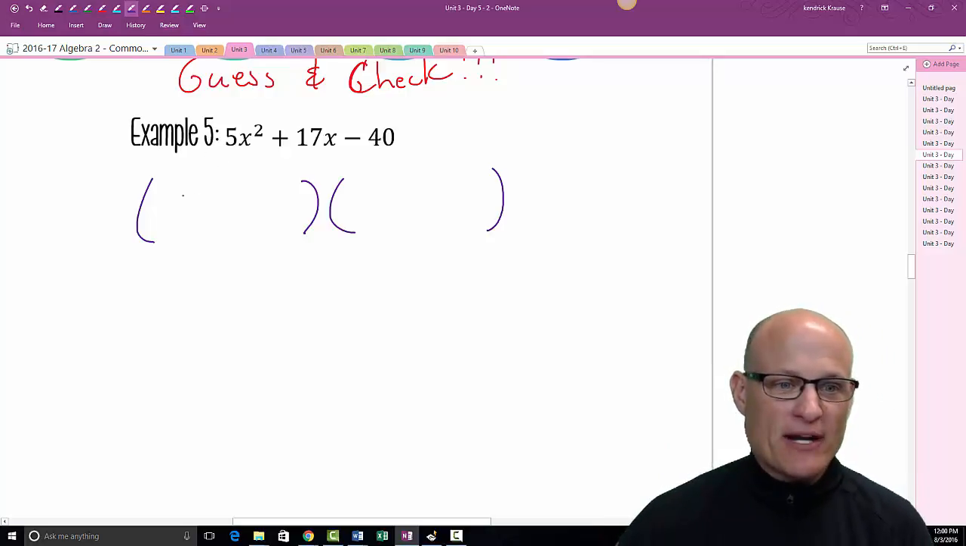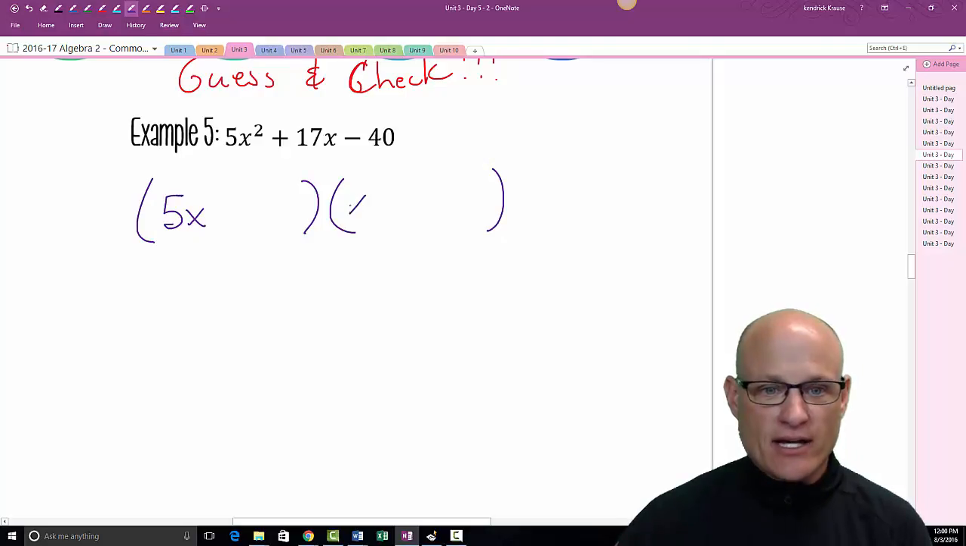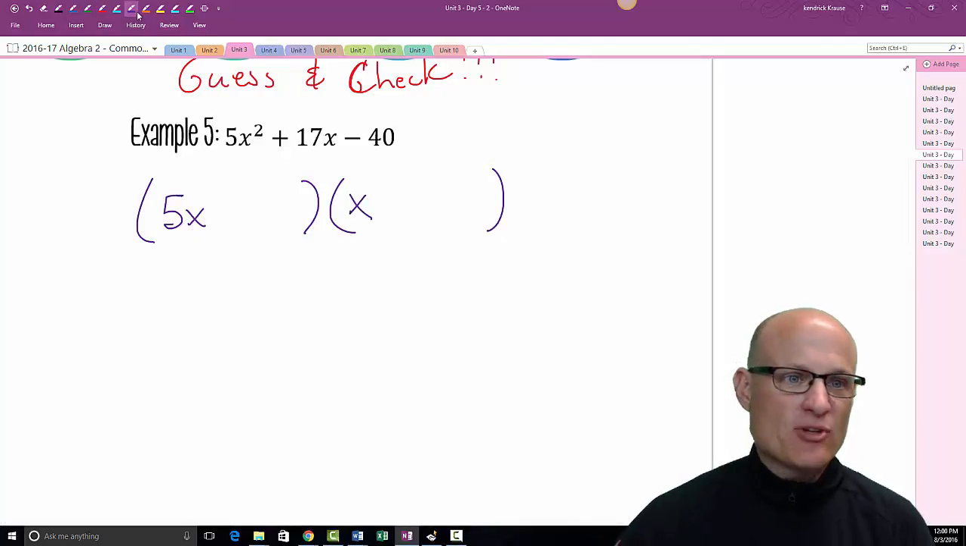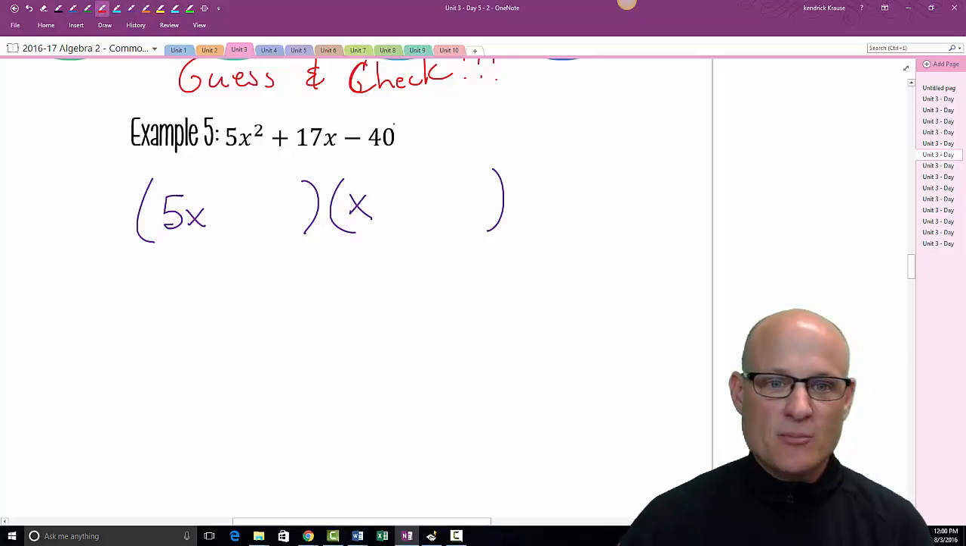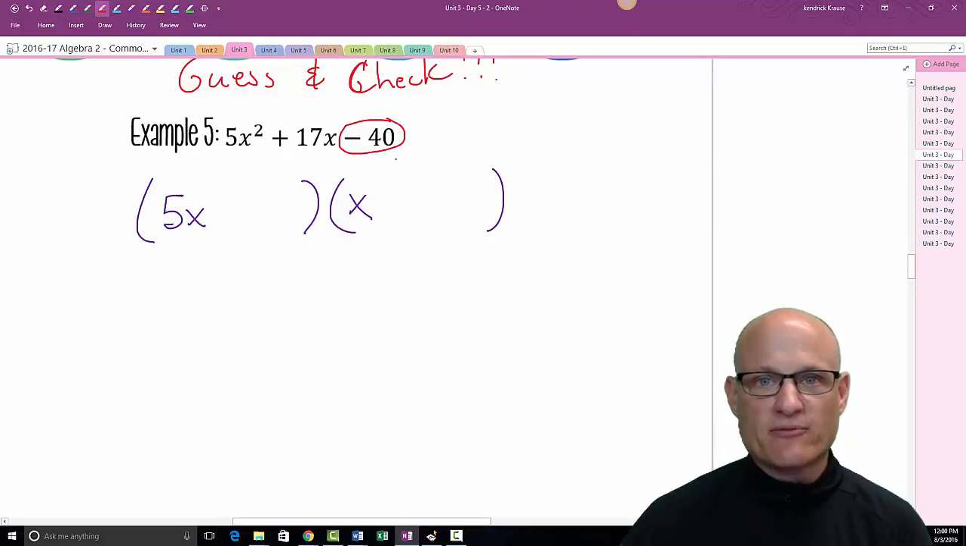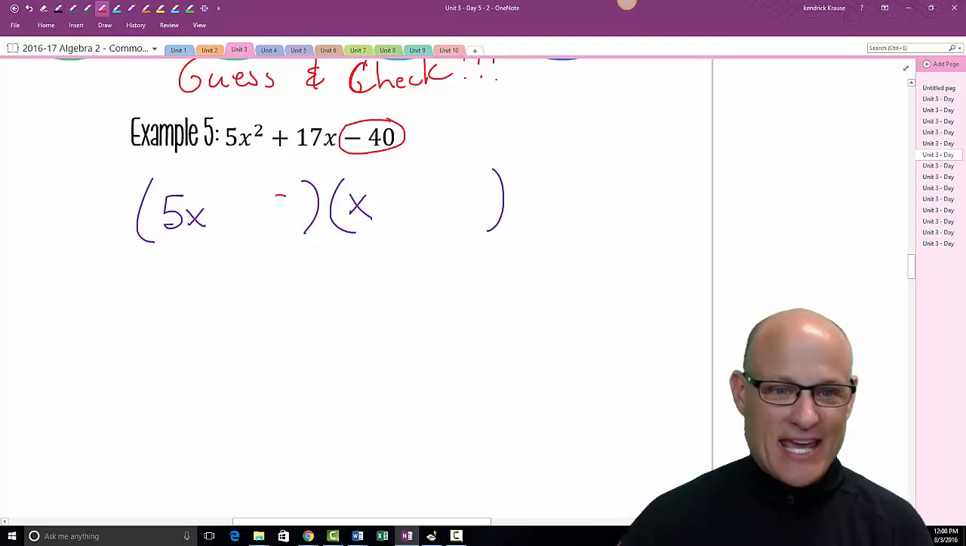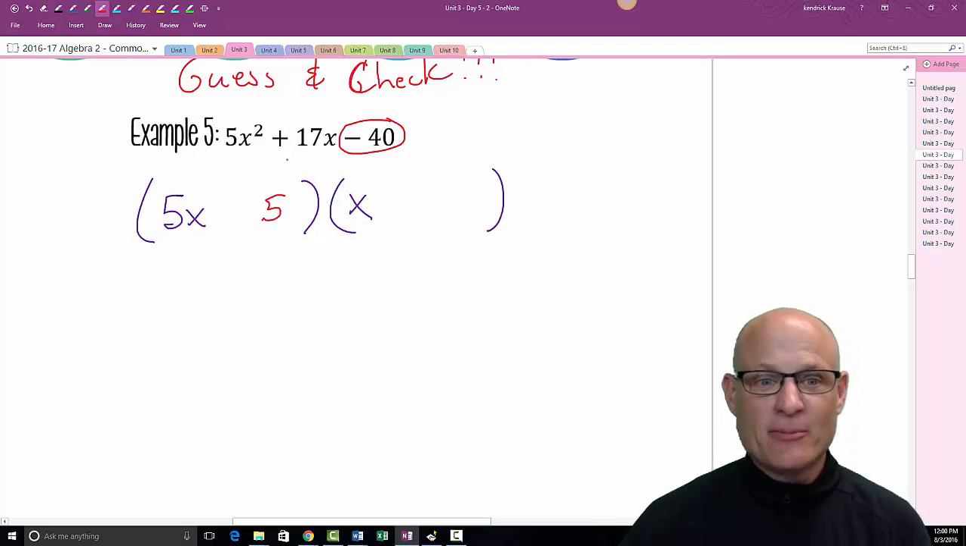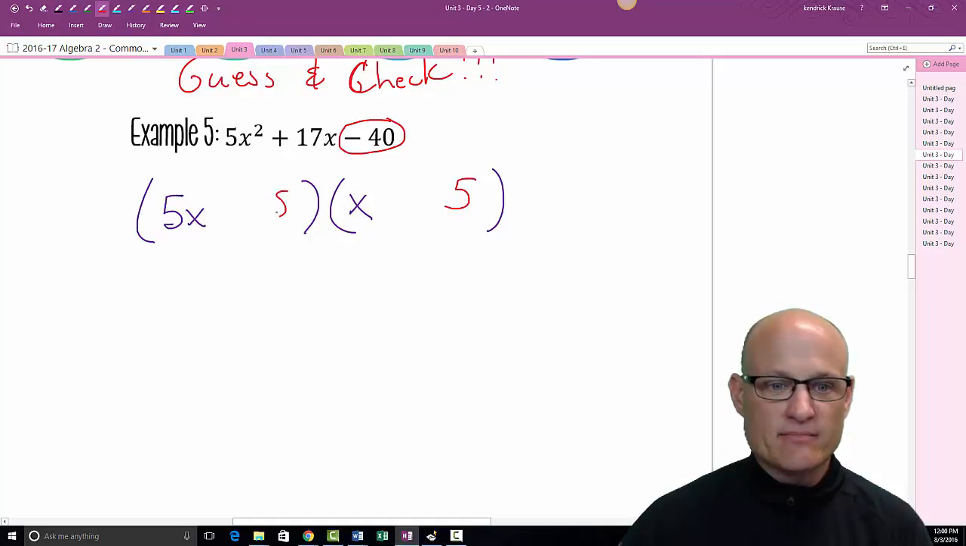Okay, the only way to multiply to 5x squared is 5x times x. Now I'm trying, let's see, this is negative, so I can't put the signs in. But I'm going to try the 2 closest numbers that multiply to negative 40. I'm going to try 5 and 8. Now I can't put the 5 here because that would mean we have a GCF. So if this is going to work, the 5 has to go in the other one. So 5 here and 8 here.